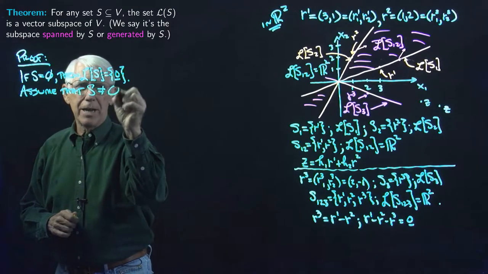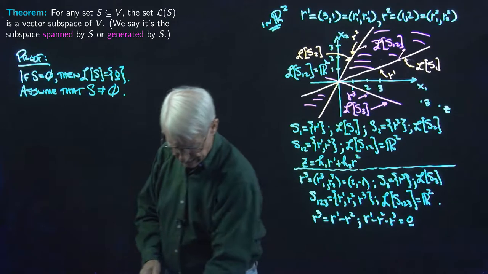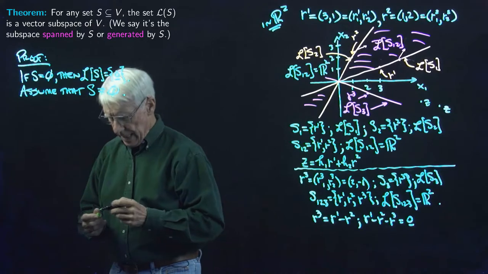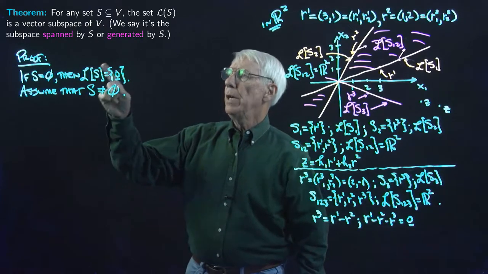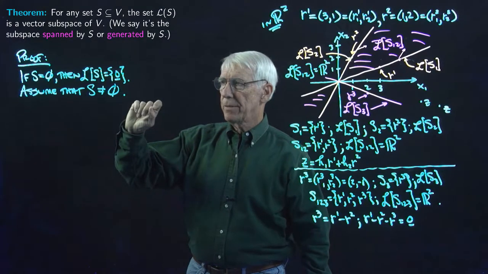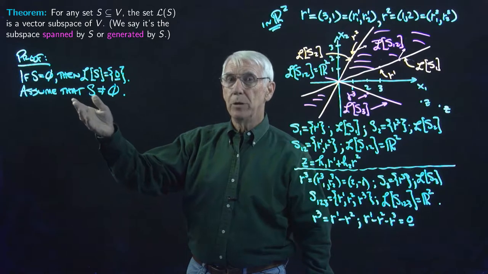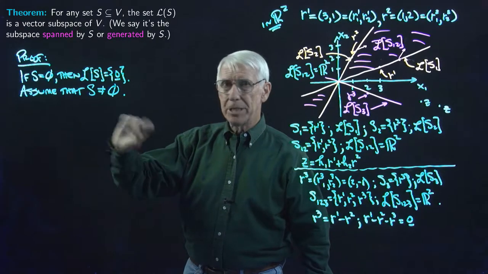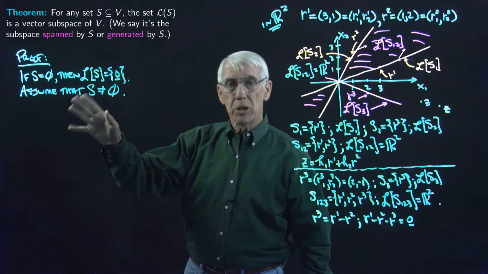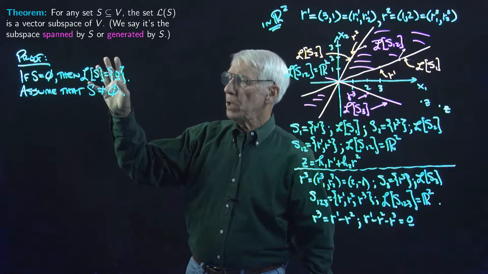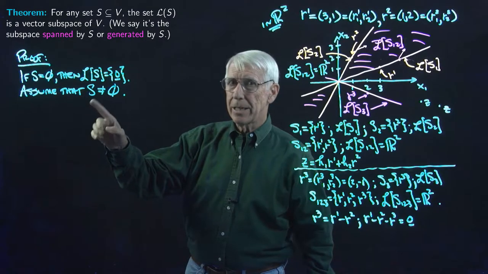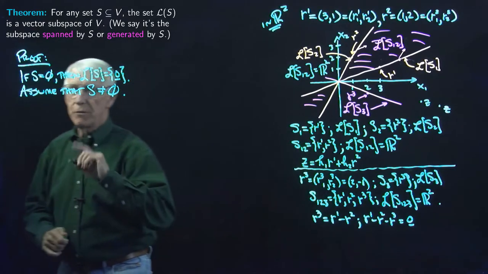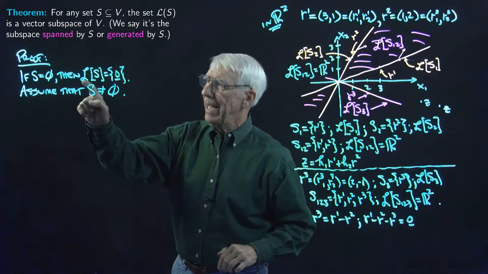And so now let's continue the proof by saying, therefore, let's assume that S now is non-empty. And if S is non-empty, then what do we have to do to prove that the set L of S is a subspace? I have to prove it's a vector space in its own right. I have to prove V1 through V8. But remember, we've already shown that once we have a non-empty set, in order to show that that set is a vector space, all we need to do is establish V1 and V2. So let's see if we can do that. So we need to establish V1 and V2 for the set L of S.